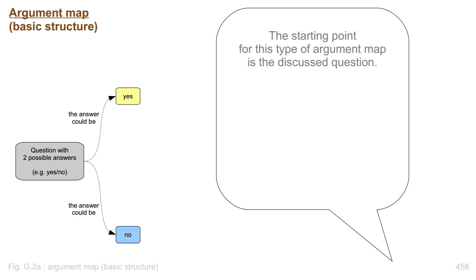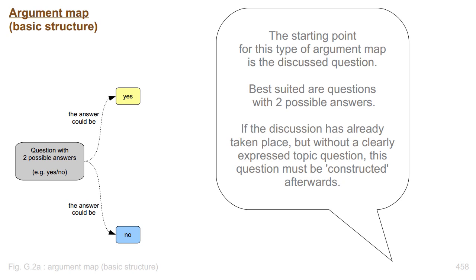The starting point for this type of argument map is the discussed question. Best suited are questions with 2 possible answers. If the discussion has already taken place, but without a clearly expressed topic question, this question must be constructed afterwards.